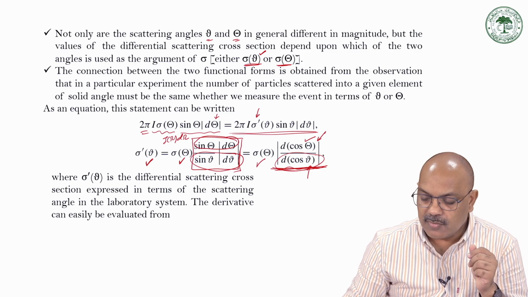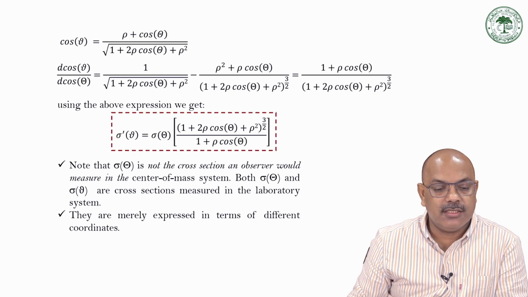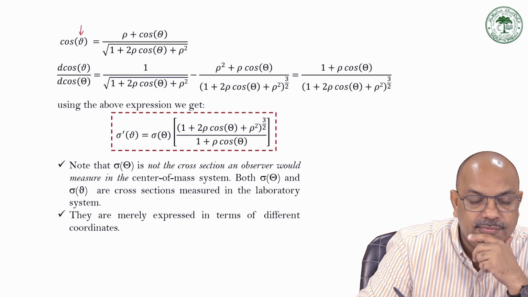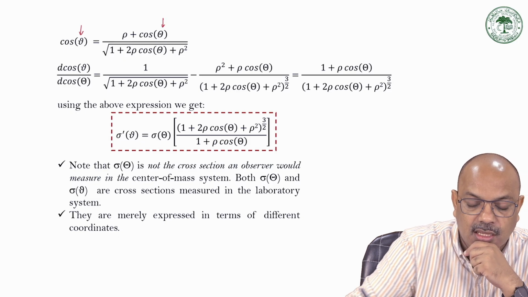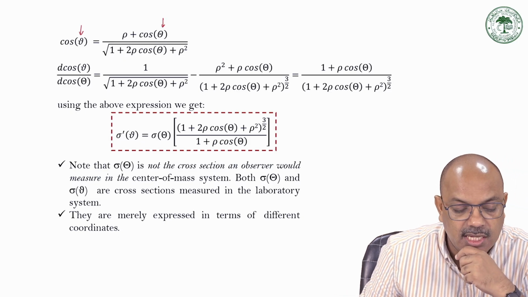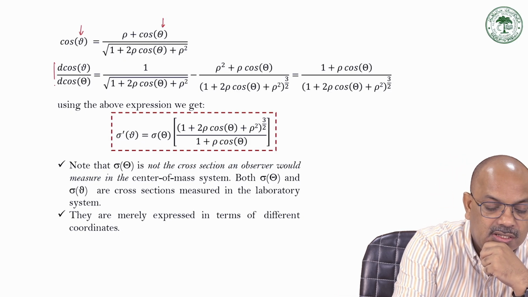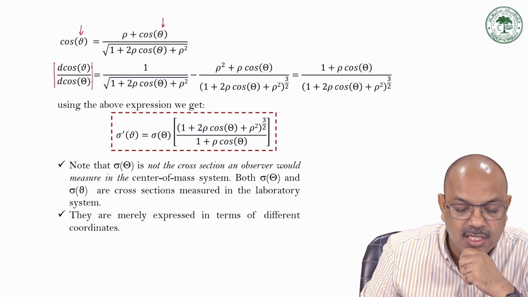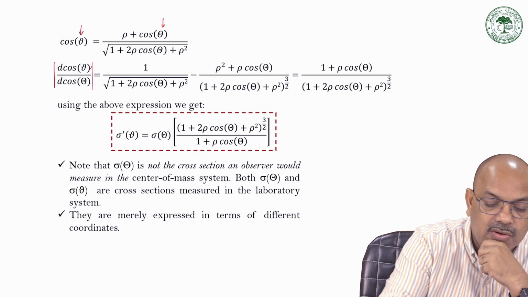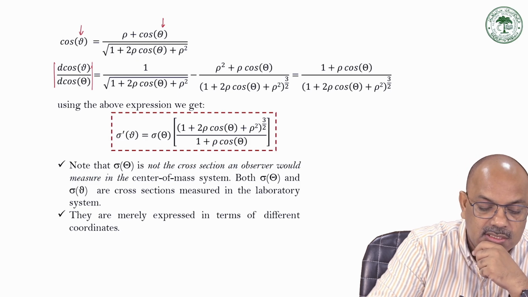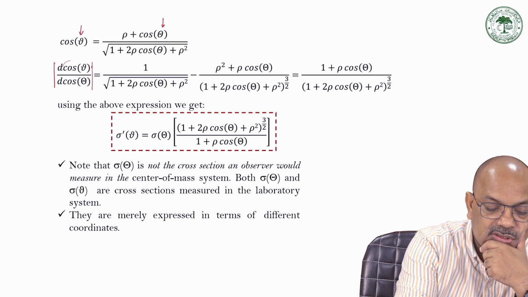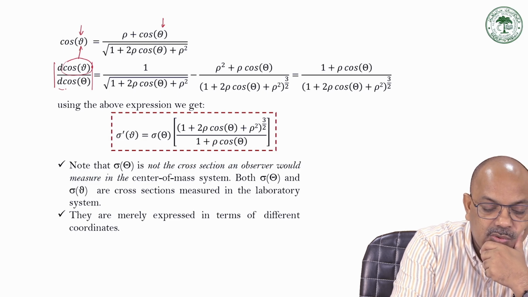Okay, so this is my relation: this is cos theta, the lab scattering angle, and this is the center of mass scattering angle. So we have to find this d cos theta and d of cos theta here. Because this is d cos theta, what I'm going to get is what we have to integrate with respect to d cos theta.